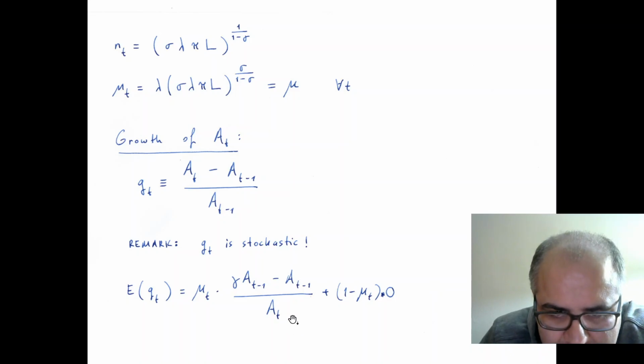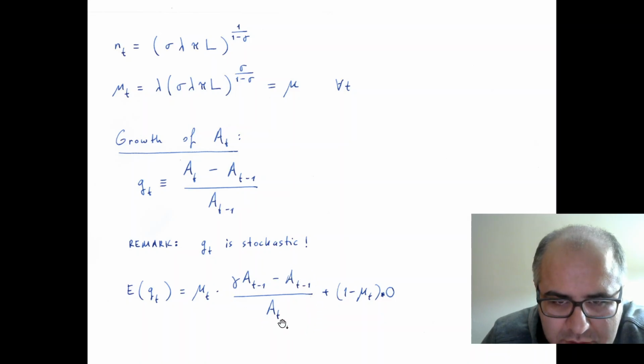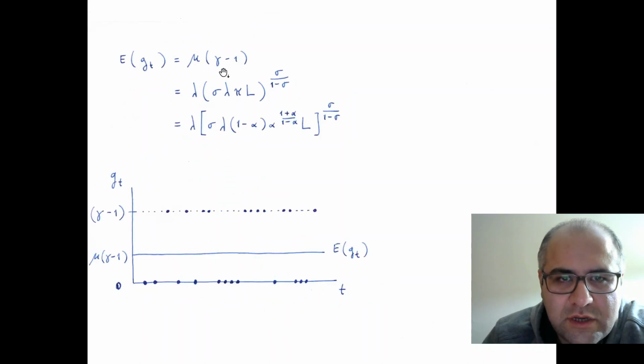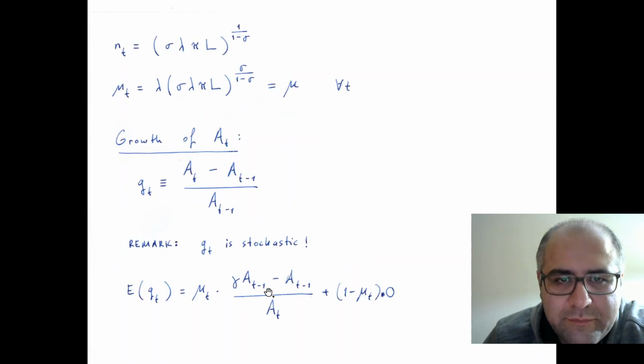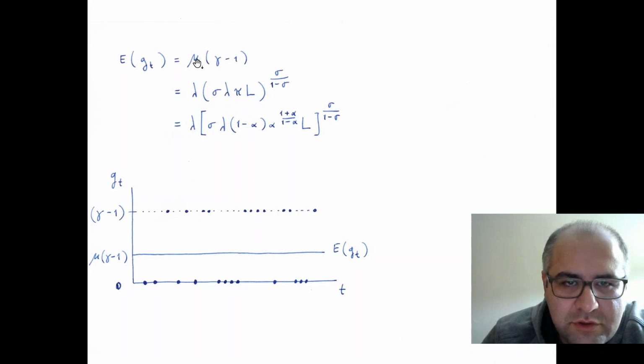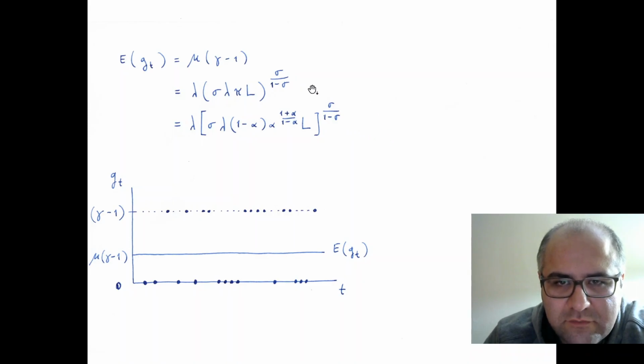There is a typo here, so this will be A_{t-1}. Be careful there. Of course, as you see, if this is A_{t-1} as well, the A_{t-1} terms cancel out, so the expected growth rate is just equal to mu times (gamma minus 1). If you go back there, it's very simple math. Then you, of course, replace mu. Another typo here: this is mu, as we did earlier, and there's this gamma minus 1 term here and gamma minus 1 term here. Be careful there. For some reason, I have typos in this lecture.